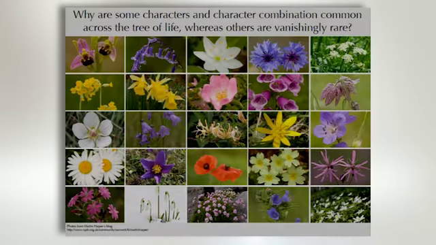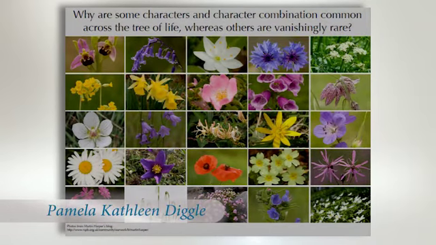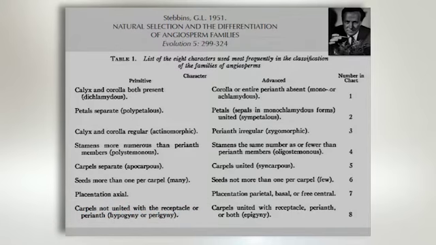across the tree of life, whereas others are vanishingly rare. And I'm going to use flowers as an example. So Stebbins was one of the first people to ask and address this question in a paper published in 1951.